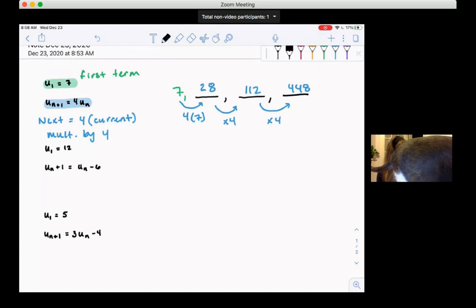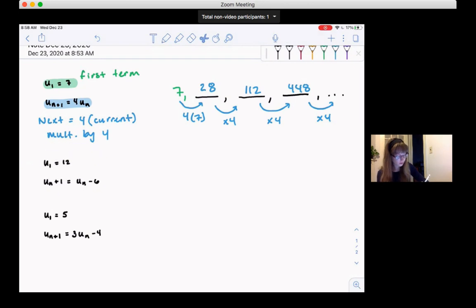And you would keep going. To get more and more terms in this sequence, you would just keep multiplying the previous term by 4. All right, so that's the first 4 terms of that sequence. Let's try another one.